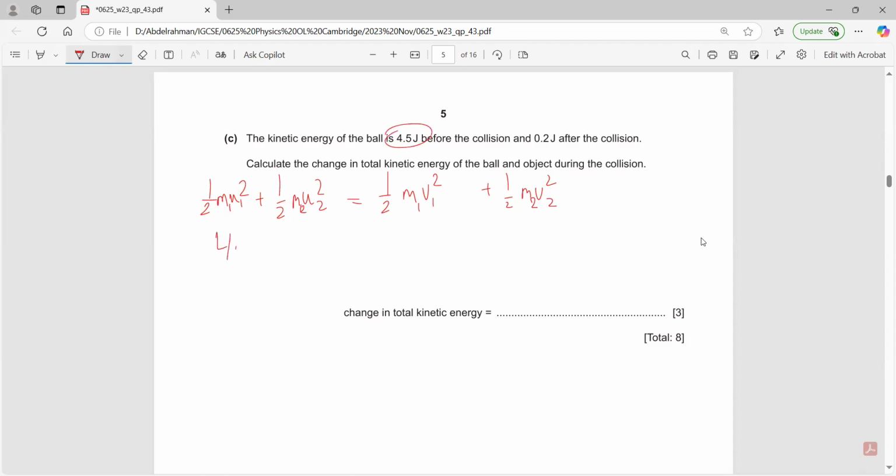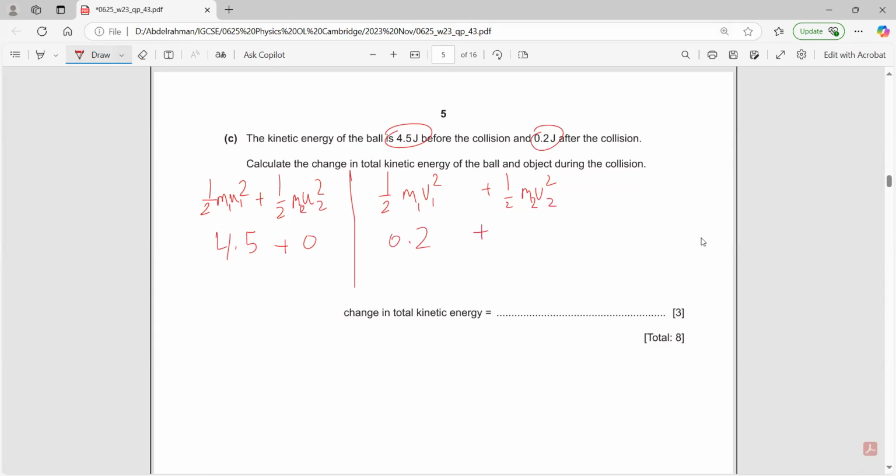He said that the kinetic energy of the ball before the collision was 4.5 joules. This is the ball, and the object was 0. After, it's not going to be equal. Why? Because the kinetic energy will change. 4.5 plus 0. After the collision, it was 0.2 joules.